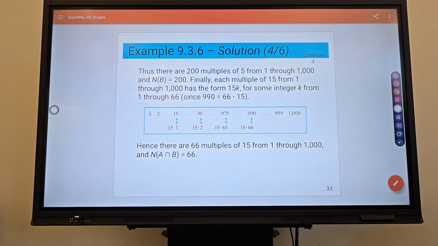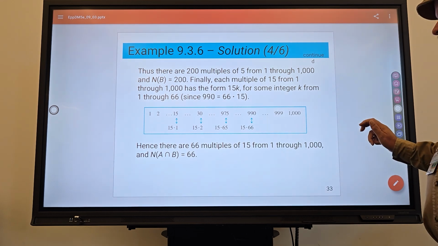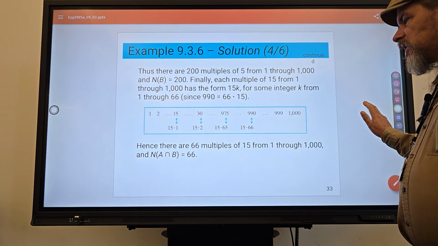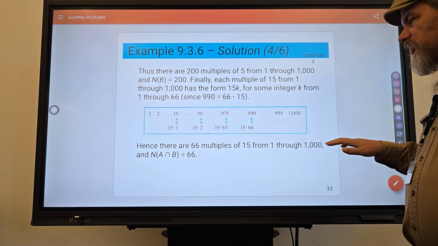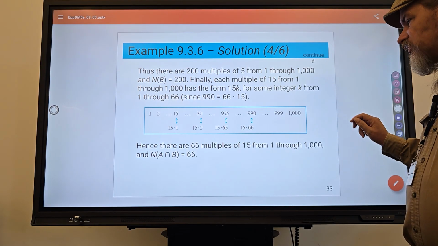Finally, each multiple of 15 from 1 to 1,000 has the form 15k for some integer k from 1 through 66, since 990 equals 66 times 15. Hence, there are 66 multiples of 15 from 1 through 1,000. So the number of elements in the intersection of A and B is 66.